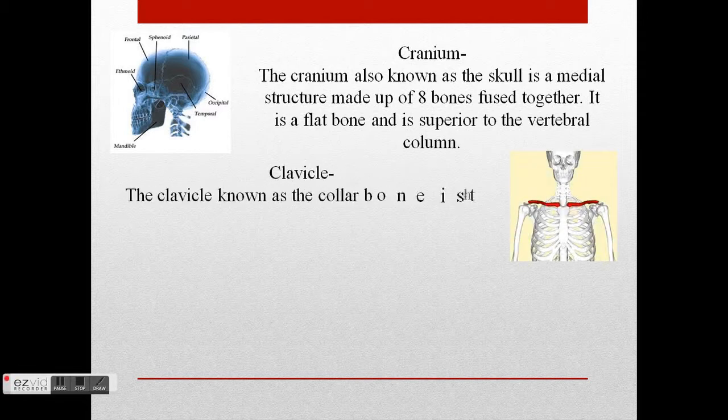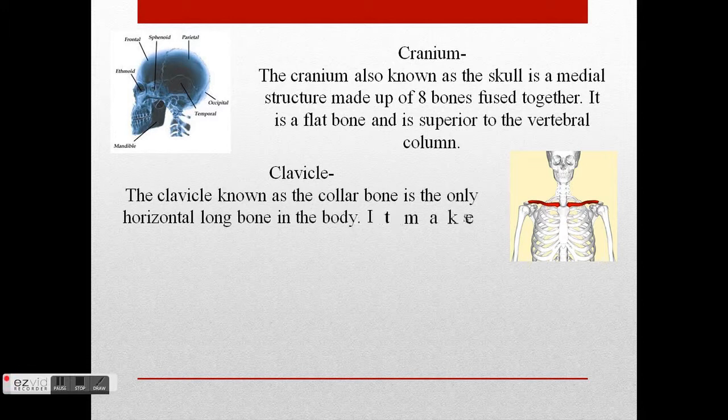The clavicle, known as the collarbone, is the only horizontal long bone in the body. It makes part of the shoulder and is superior to the rib cage.